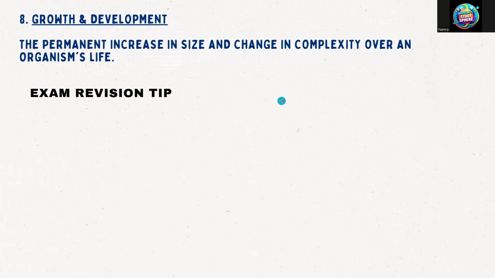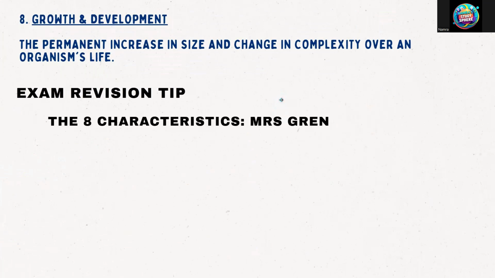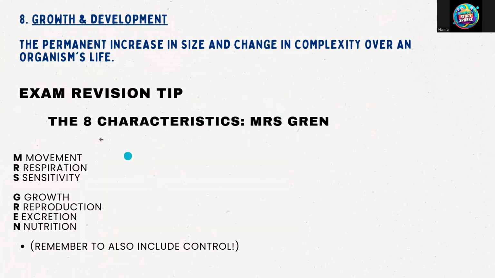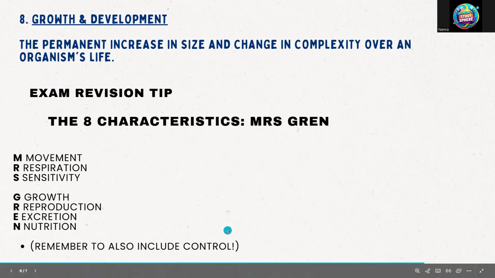Here's an extra exam revision tip. You guys, please remember the mnemonic Mrs. Green. If you just remember Mrs. Green, you will know the 8 characteristics. The 8 characteristics, Mrs. Green: movement, respiration, sensitivity or response, growth, reproduction, excretion, nutrition, and just remember control, also known as homeostasis.